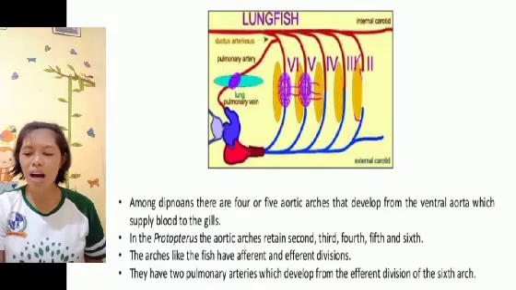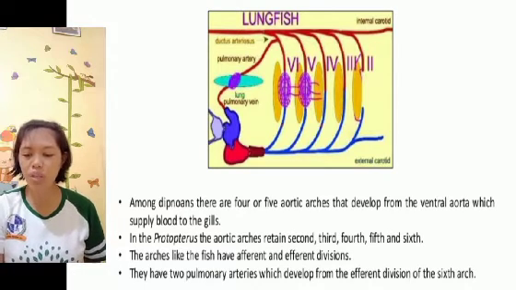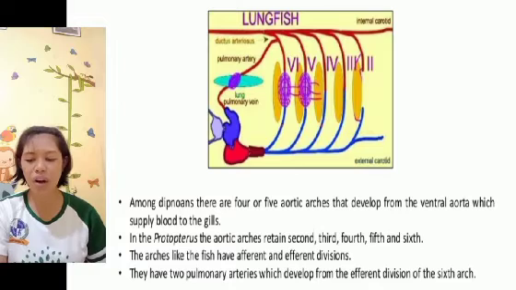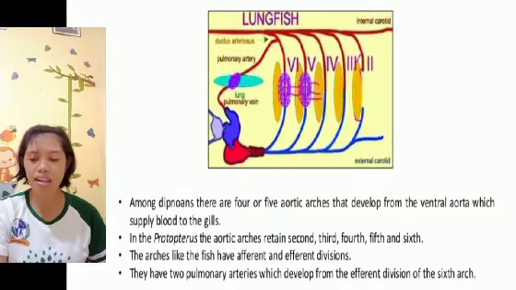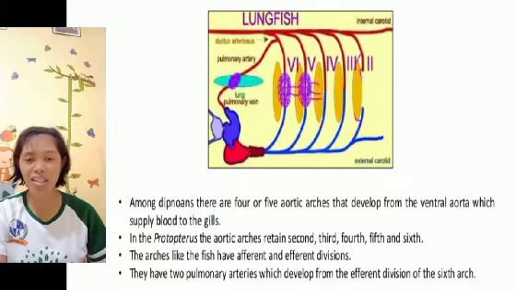Okay, so among dipnoans, there are 4 or 5 aortic arcs that develop from the ventral aorta, which supply blood from the gills. The arcs, like the fish, have afferent and efferent division. So they have 2 pulmonary arteries which develop from the efferent division of the 6th arc. So in the lungfish, always remember that in the efferent bronchial arteries, which carry oxygenated blood, in the 6th arc there is something developing, and that's our pulmonary artery.